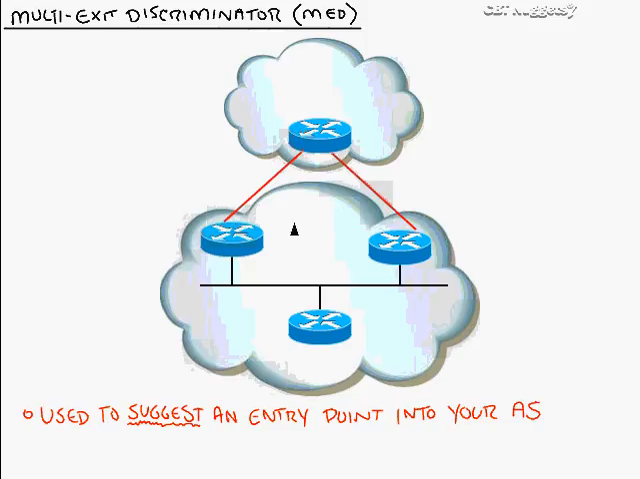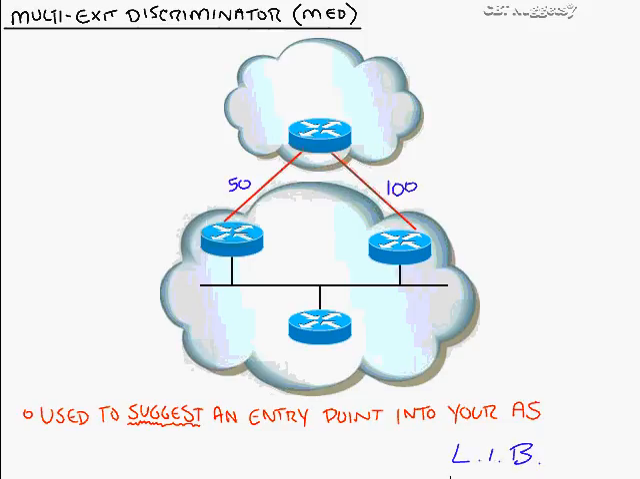Let's say this bottom network is your autonomous system, and you have multiple entry points, 2 entry points that go to a single service provider connection up here, and you want to suggest to that service provider that they use this link over on the left-hand side rather than this link over on the right-hand side. And already you might have guessed that in the MED or the metric, lower is better.